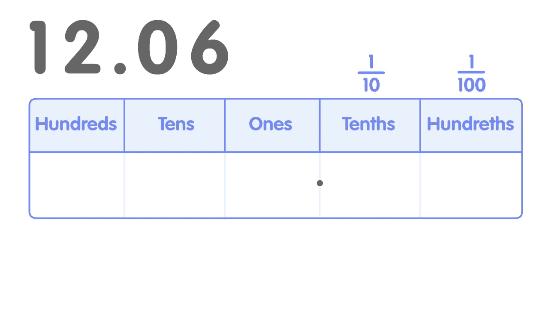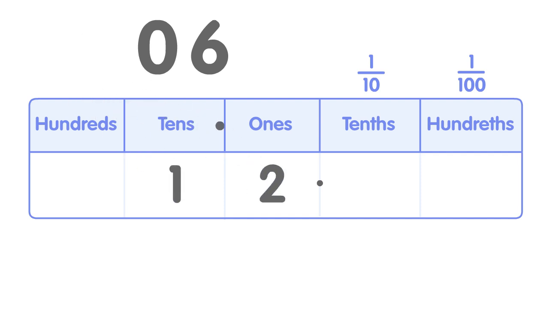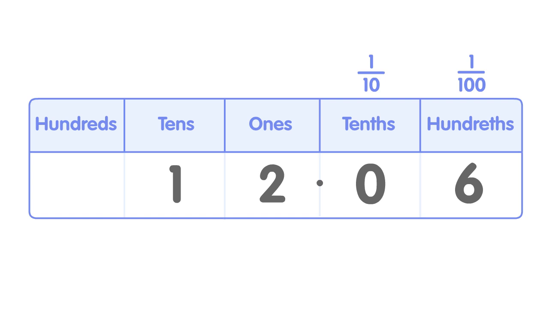Here's another example. The number 12.06 is made from 1 ten, 2 ones, no tenths, and 6/100. It is very important to write the zero in the tenths column because 12.06 is not the same number as 12.6.